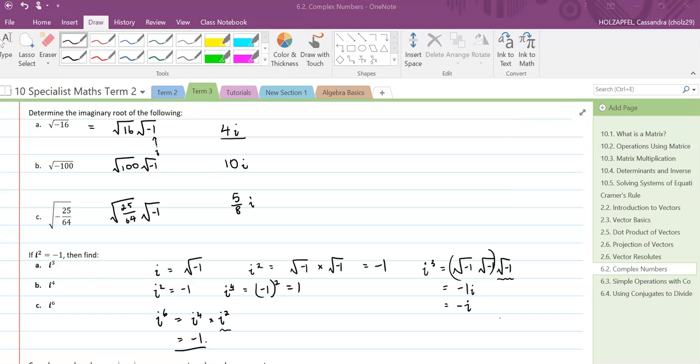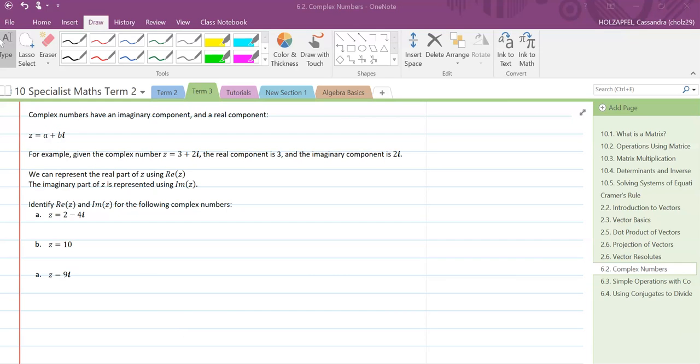So what is then a complex number? We've sort of alluded to the imaginary numbers, but a complex number is not just the imaginary component. Complex numbers have an imaginary component, as we've just seen, but they also have a real component. So usually we use the letter Z, sometimes W, to represent a complex number. Here I've got my value a, and that is the real component of my complex number. And here I have the imaginary component of my complex number. So for example, given the complex number Z is equal to 3 plus 2i, the real component would be equal to 3, and the imaginary component would be equal to 2i.